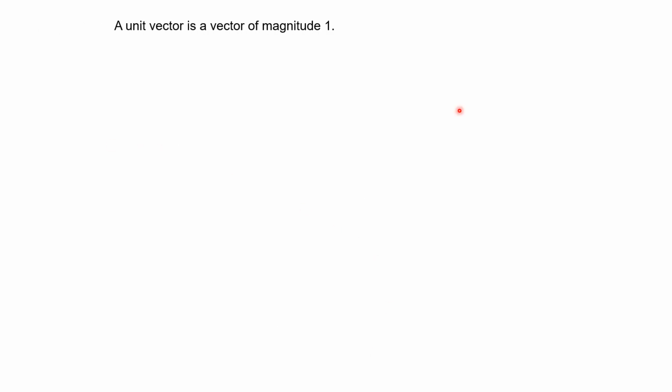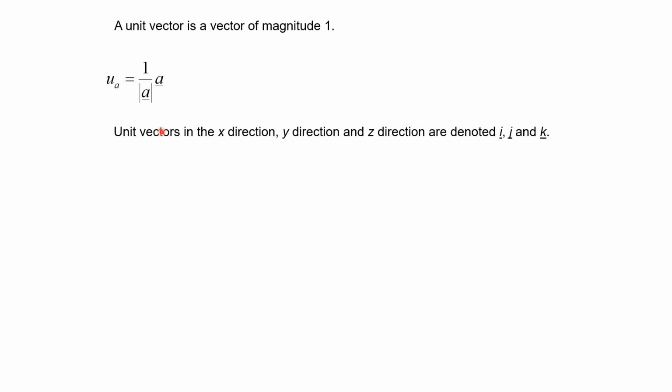A unit vector is defined as a vector with a magnitude of 1. So for example, the unit vector for A, we symbolize it as U_A equals 1 over the modulus of the vector A, multiplied by A. So this is the formula to get a unit vector. Basically, it's the vector over the modulus, right?